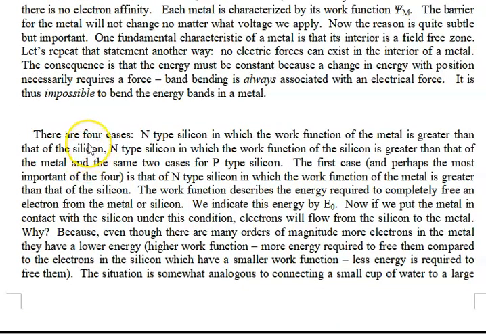Okay, so actually there are 4 cases in general. We're going to be only looking at 2, and really 1, but we'll mention the other one. There are 4 because there are 2 for N-type silicon and 2 for P-type silicon. The first case, that's the case we've been talking about. This is the most important of the 4.